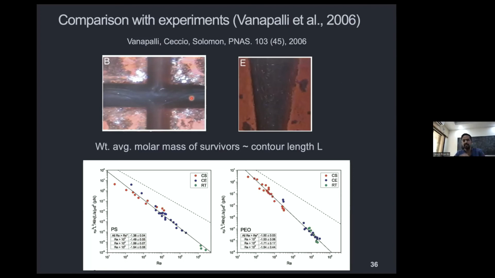After every cycle, they took a fraction and they measured the molecular mass of polymers. And they kept cycling them through until the molecular mass stopped decreasing. And they call that the saturated molecular mass, so the molecular mass of the surviving polymers. And they plotted that versus the Reynolds number of the flow. And what they found is that the molecular mass can be related to the contour length L. So the size of the survivors decreased with the Reynolds number as expected, right?